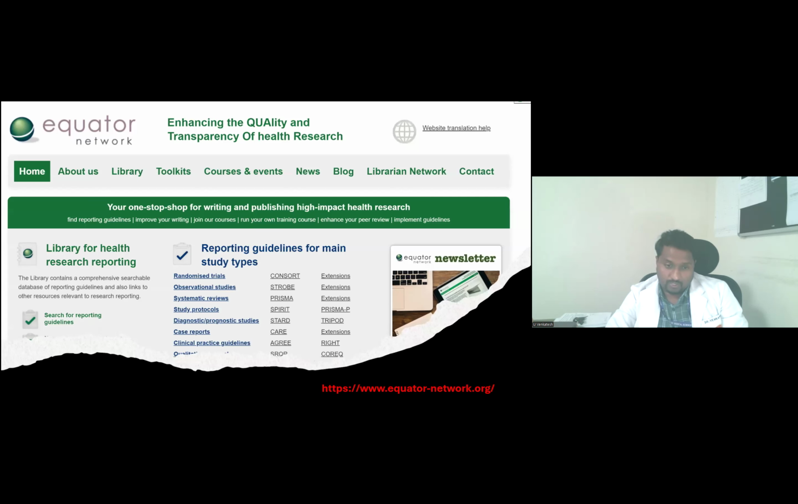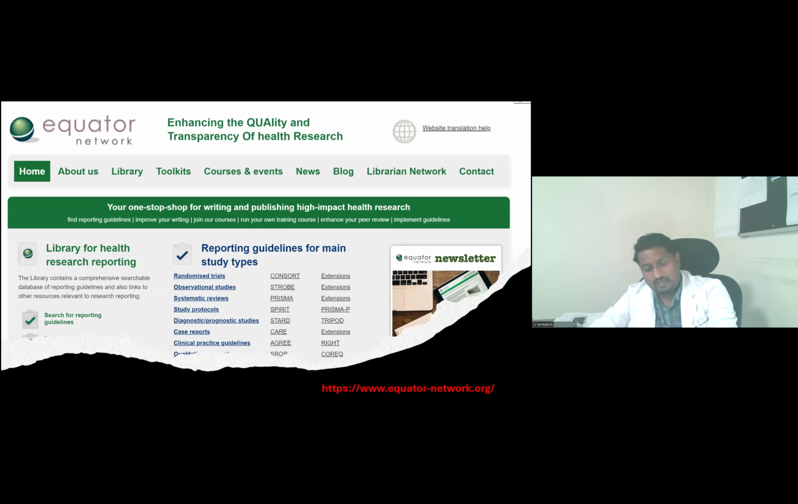So if you are going to report study protocols, you can see here the search for reporting guidelines tab. If you click this, you will find a drop down menu where you can choose study protocol. If you choose it, currently there are 28 different kinds of protocol checklists available. It may be for a qualitative study, a sensitivity or specificity study, or an interventional study.